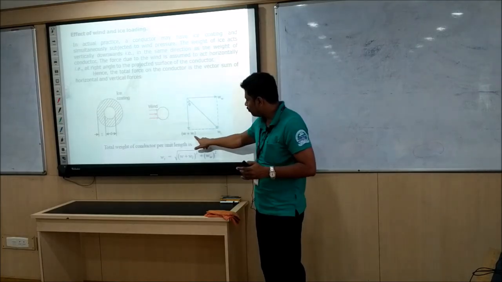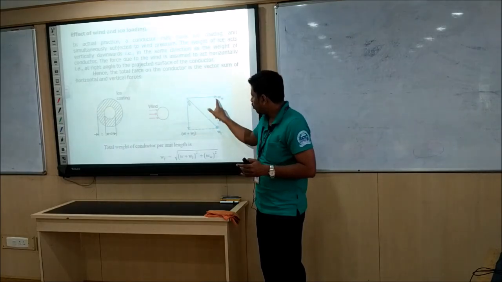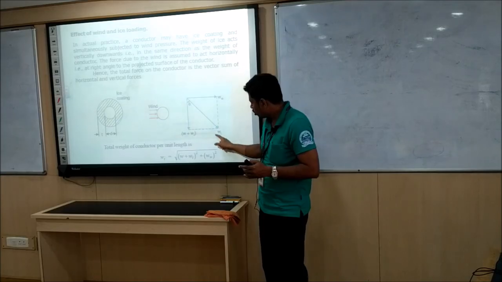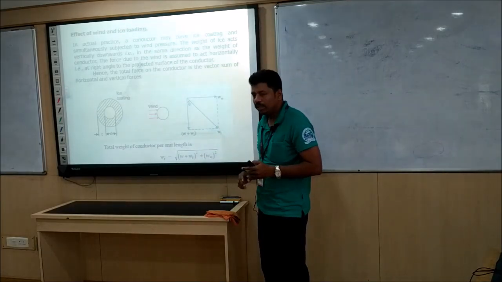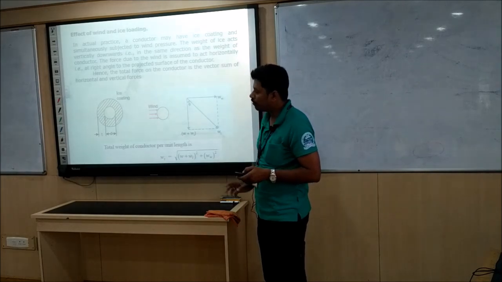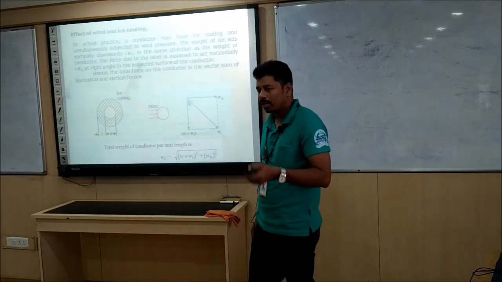See, this is the normal weight, W plus Wi is due to ice formation, and your wind force, due to that also your horizontal force is different, so that the total weight is Wt. So Wt is the square root of (W plus Wi) whole square plus Ww whole square. Using this formula, you have to find the weight. Since there is a change in weight, once again go back to the formula.